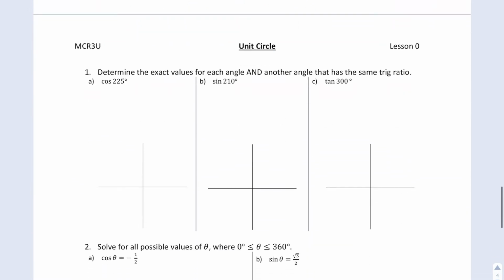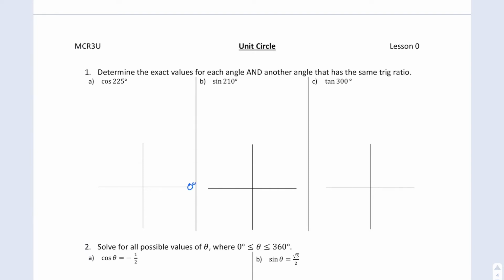But what you really want to be able to do is something that we did last unit, which is using the CAST rule and the exact values in order to figure these things out. So it says determine the exact values for each angle and another angle that has the same trig ratio. So the first one says cosine of 225. I think this is easiest if you sketch it.